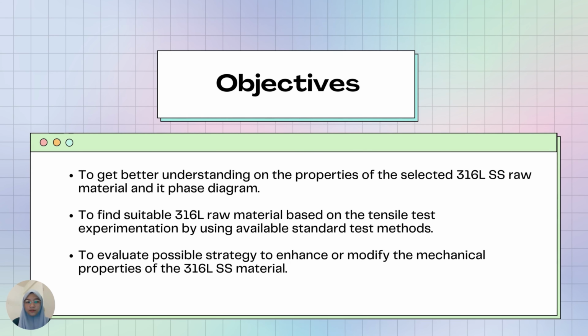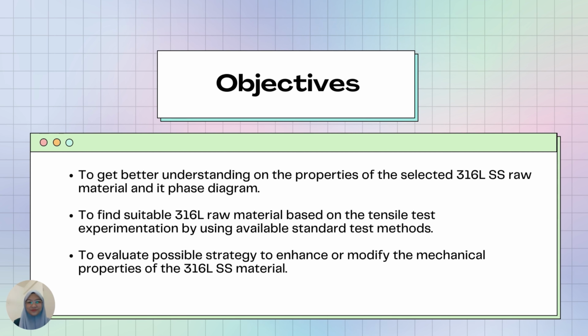We have three objectives for this presentation. The first one is to get a better understanding of the properties of the selected 316L stainless steel raw material and its phase diagram. Second, to find suitable 316L raw material based on the tensile test experimentation by using available standard test methods. The last one will be to evaluate possible strategies to enhance or modify the mechanical properties of the 316L stainless steel material. Now I will pass on to my other group members to continue the presentation.